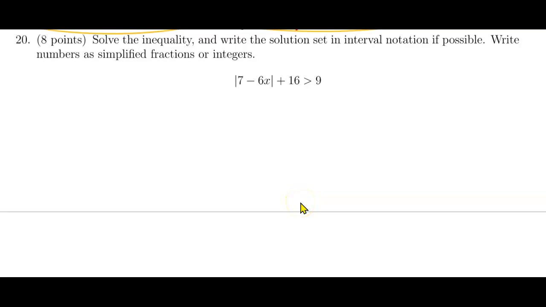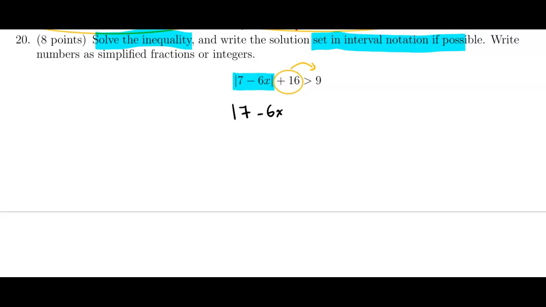All right, so this is question number 20, and we are doing pretty much the same thing. So we are solving the inequality, and then we want to try to put it in a set in interval notation, if possible, right? Now, again, whatever the inequality you have there, if you see absolute value, you want to isolate the absolute value, all right? So if I do that, this is going to end up by moving the plus 16 to this side. So that will give me 7 minus 6x greater than 9 minus 16.